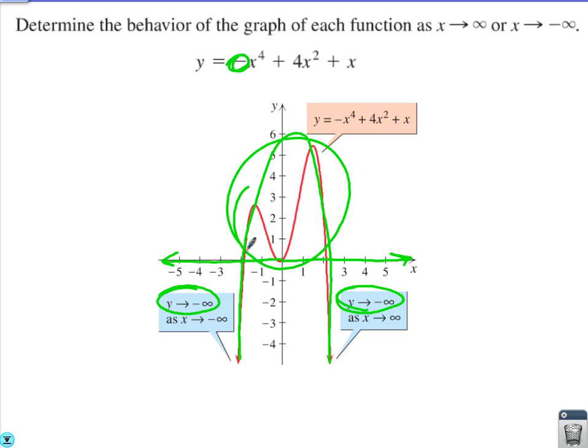It's going down on both sides. We're not concerned with what's happening in the middle. We're concerned with, this is called end behavior. End behavior is what's it doing way out here and way over here, way to the right and way to the left, and pretty much it goes down. That's what the arrows mean. To the right and to the left, it goes down.